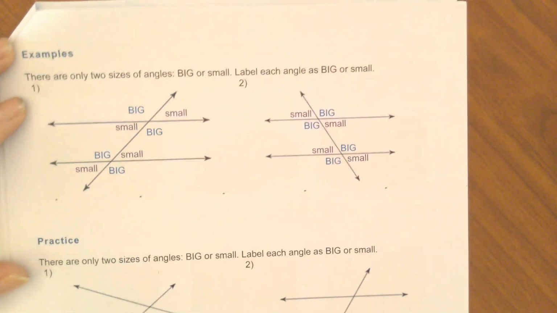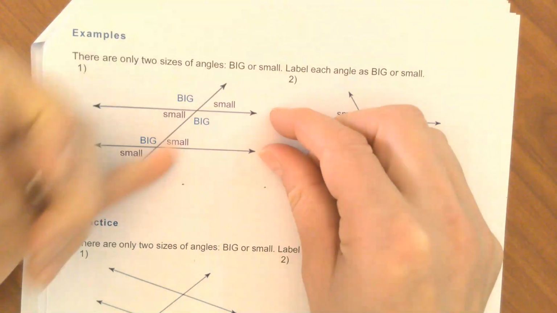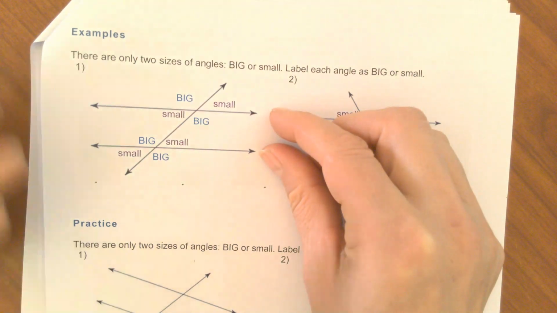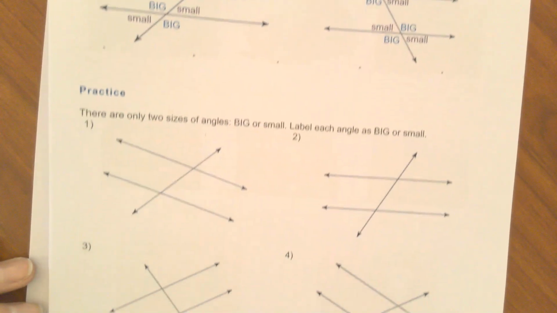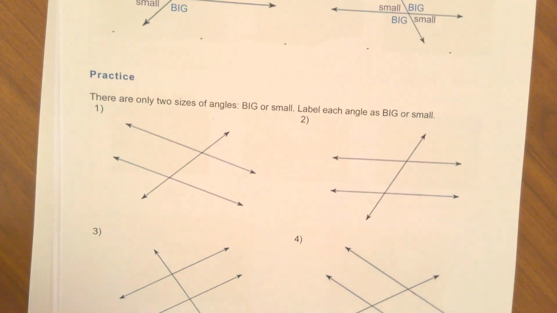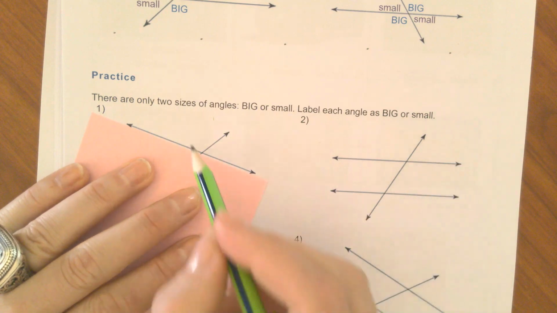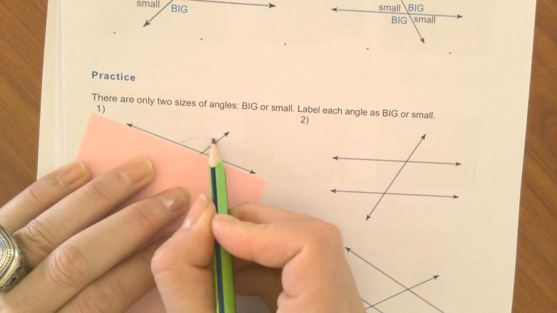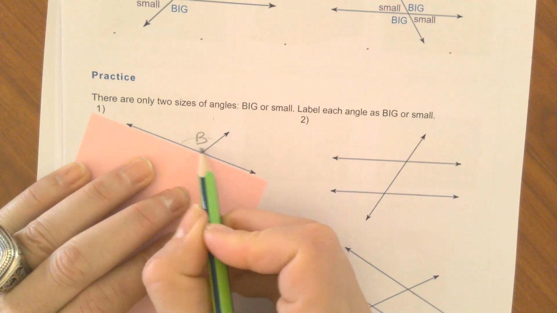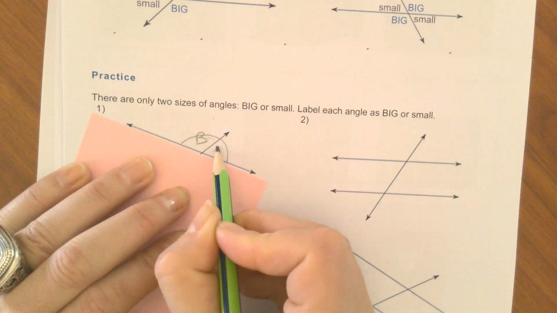So when I have two parallel lines and I cut it with another line, it makes only two types of angles, big and small. So we're just going to label angles as big and small. So what I do first is I cover everything except for two. And I look here and I say which one's big and which one's small. Well, this one looks bigger. And if it was pizza, there's my pizza. That would be the small slice and that would be the big slice.